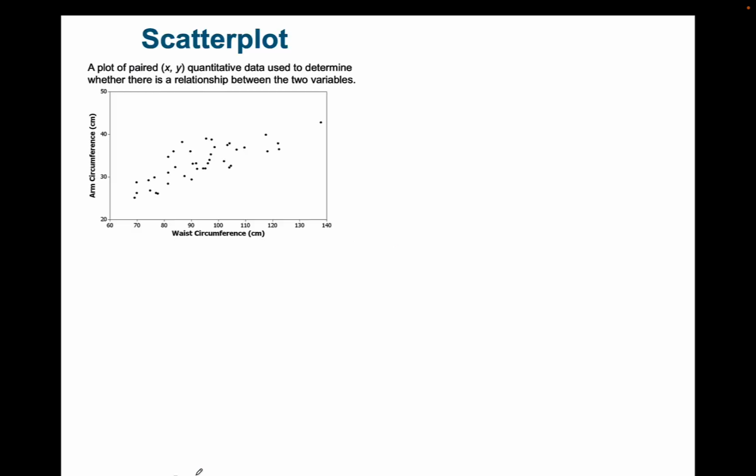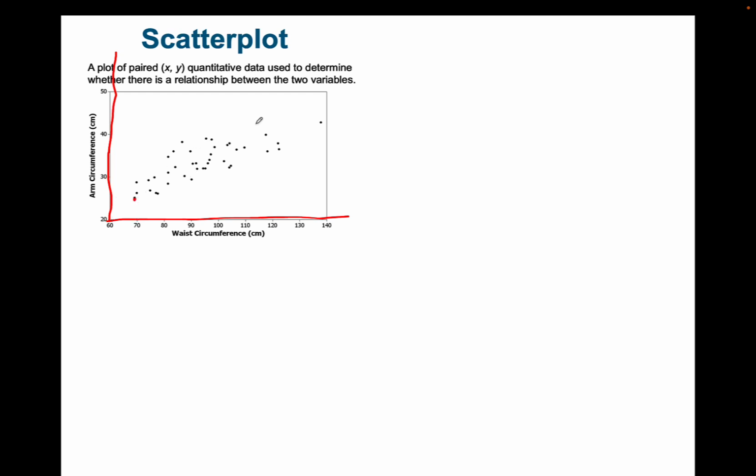Here's an example of a scatter plot. You'll need 2 variables for a scatter plot. This one we have the circumference of the waist in centimeters, and we're plotting that compared to the circumference of the same person's arm in centimeters. So one dot right here, that's just one person's measurements, but we get 2 reads on it. We get their waist circumference and we get their arm circumference, their X value and their Y value.